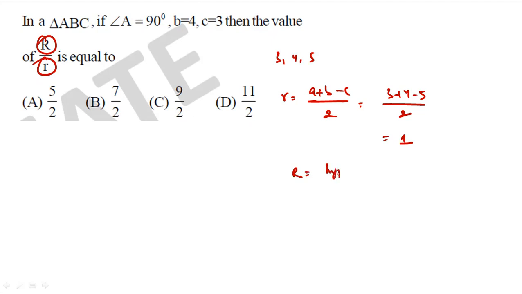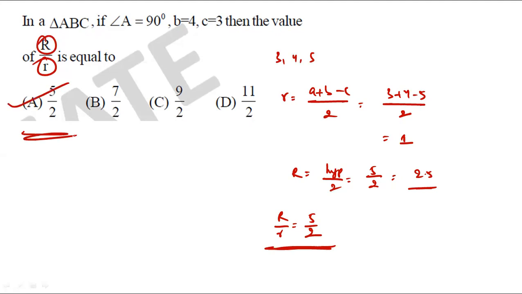Capital R is hypotenuse by 2 for a right angle triangle. It is 2.5. So capital R by small r is what? 5 by 2, because small r is anyway 1.